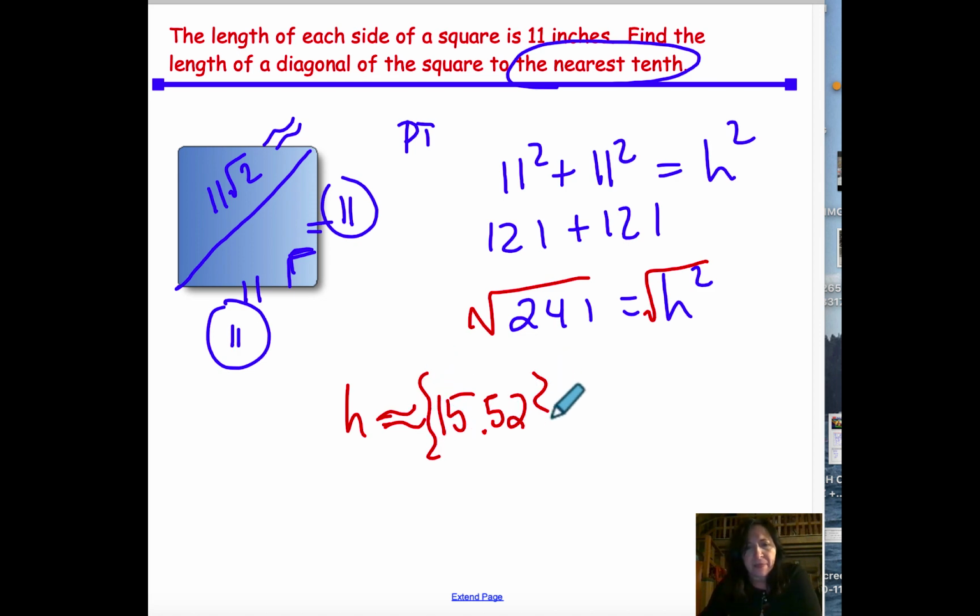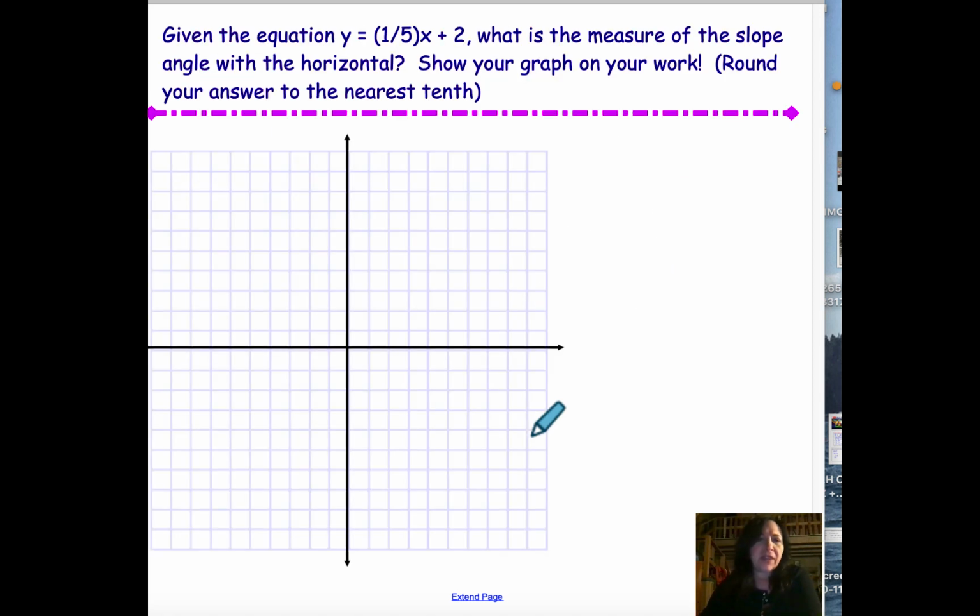Okie dokie. All right, next problem. For the next value, it says, given the equation of 1/5 x plus 2, what is the measure of the slope angle with the horizontal? So we know that we're starting at 2, so up 2. So there's that value here at (0, 2). My slope is up 1 over 5. So 1, 2, 3, 4, 5. So this value is here.